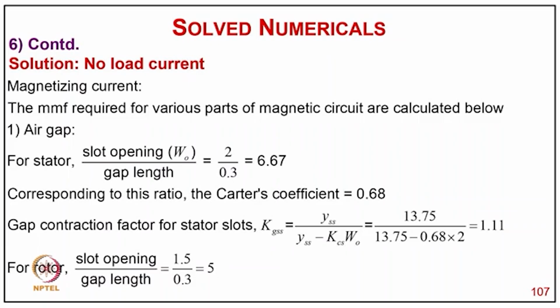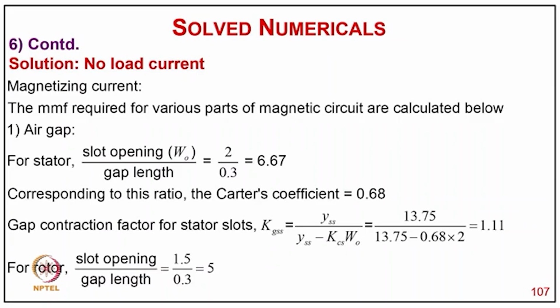For that we have to calculate the contraction factor. So for the stator, we have slot opening upon gap length, that is 2 upon 0.3, which is 6.67, and corresponding to this ratio, the Carter coefficient is 0.68 from the graph, and the gap contraction for stator slot KGS comes YSS upon YSS minus KCS into W0.